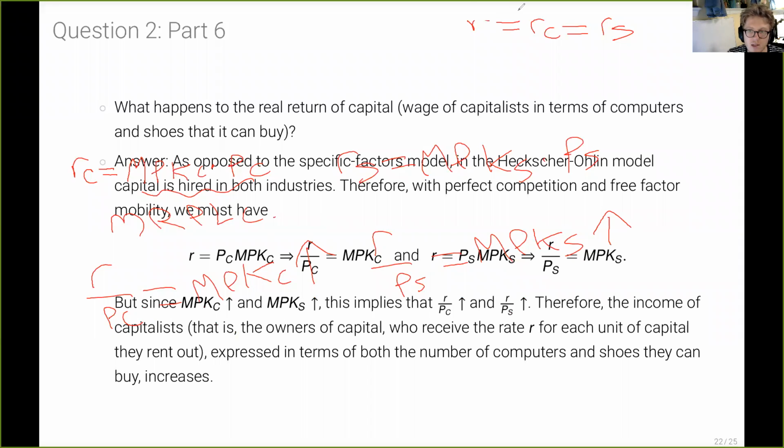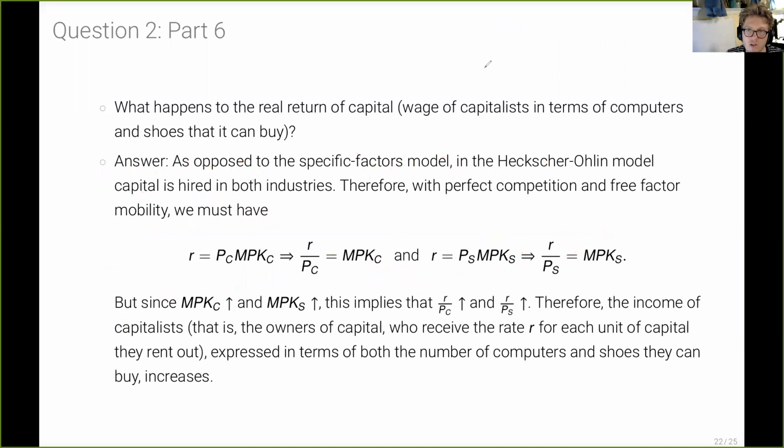And so what does that mean? That means that regardless of whether capitalists consume computers or shoes solely, or some combination of the two, they can consume absolutely more of any combination of both computers and shoes. And so they're definitely better off now because they can buy both more computers and shoes with their income.